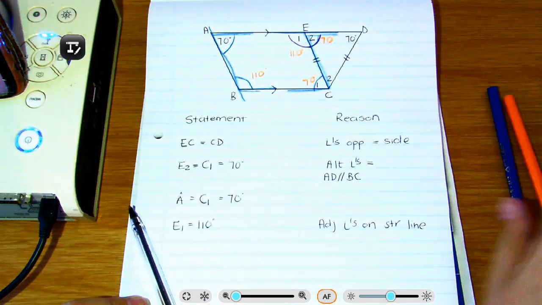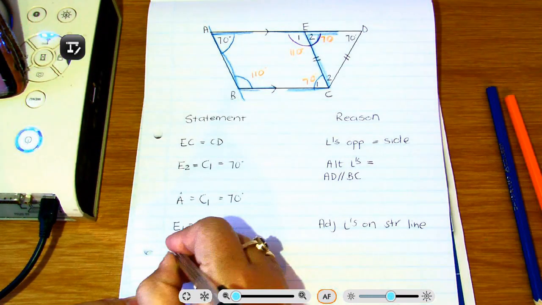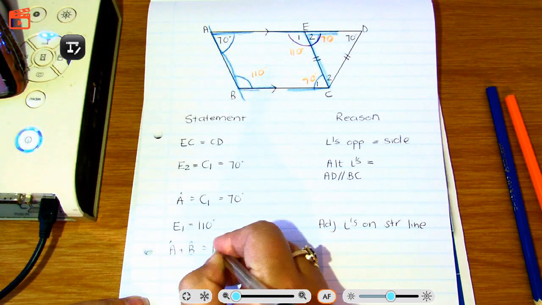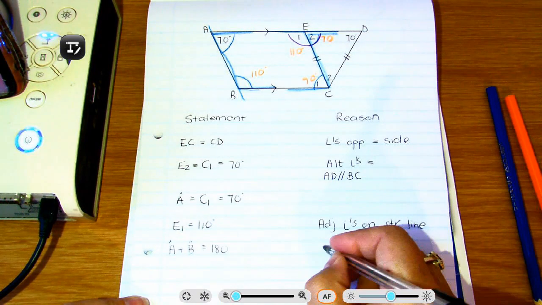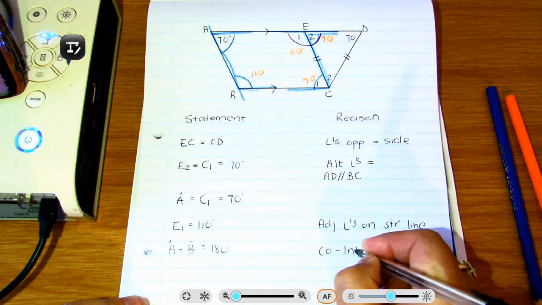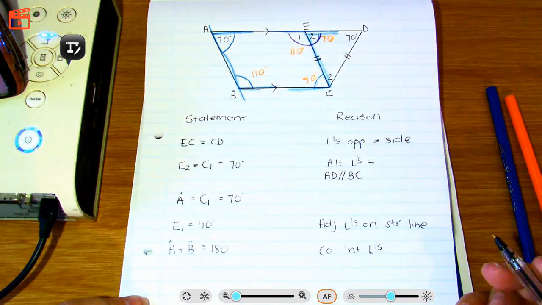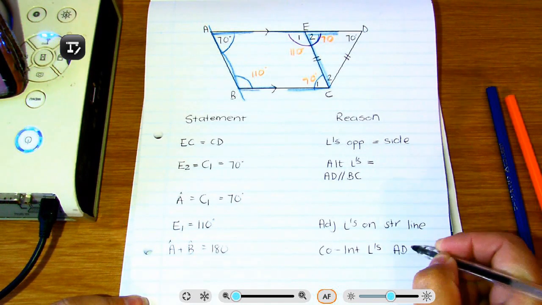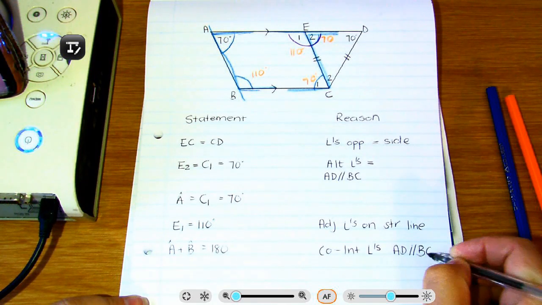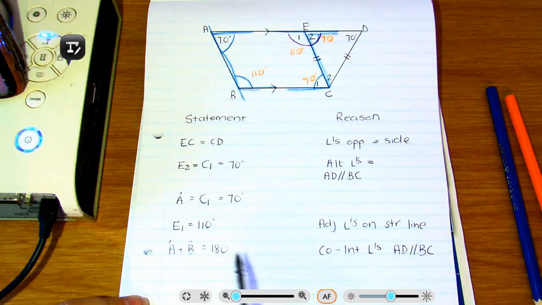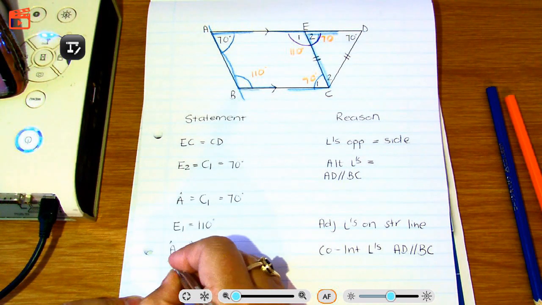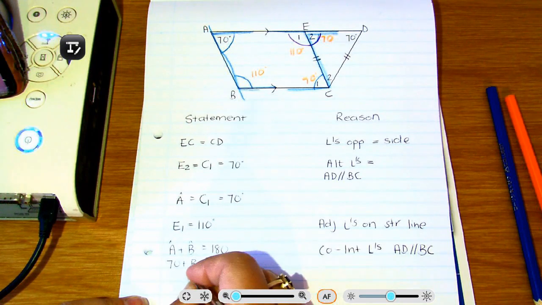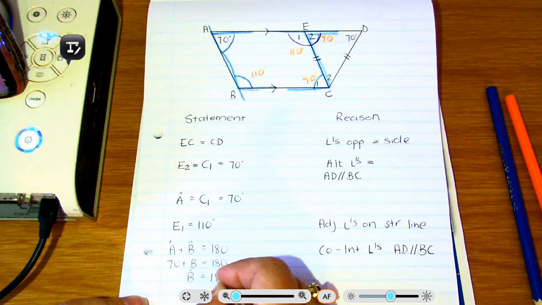So what you would do is say angle A plus angle B is equal to 180 degrees. Your reason would be co-interior angles, and remember you have to state which lines are parallel. So you would say that AD is parallel to BC. We already know that A is 70, so 70 plus B equals 180. Therefore angle B is equal to 110 degrees.